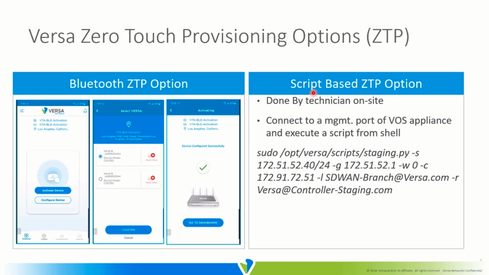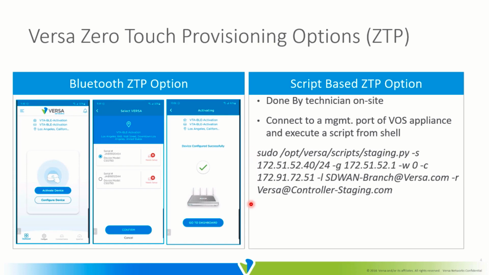The last ZTP method is a script-based ZTP option for advanced administrators. It is a CLI approach to activate the VOS device. However, even with this ZTP method, the network administrator will use an automated script that will trigger device activation, eliminating hard manual configuration effort.